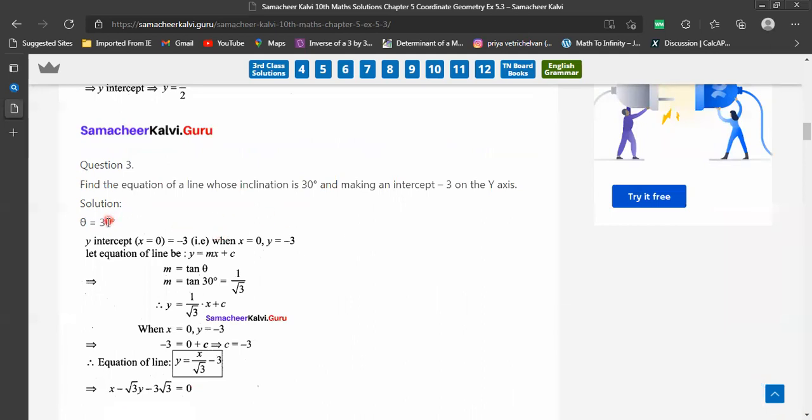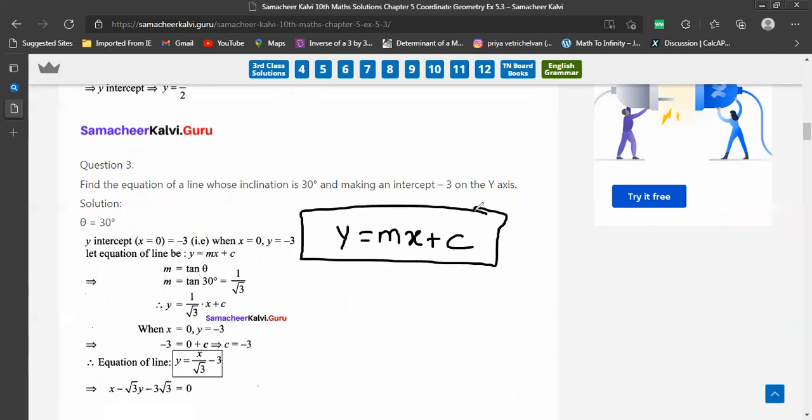Question number 3. Find the equation of a line whose inclination is 30 degree and making an intercept negative 3 on y-axis. They're asking about the equation of a line. So you have to write its general form first. So y is equal to mx plus c, which means you need to find the value of slope as well as intercept.